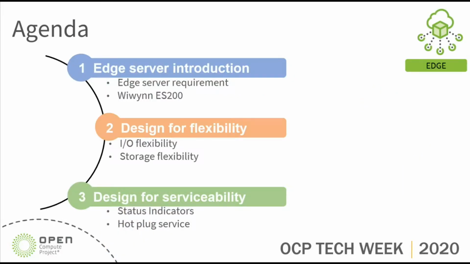Okay, here's today's agenda. First of all, I will introduce the edge server. This will include edge server requirements and a brief introduction to the Wiwynn ES200, designed for edge servers. The second topic is that we designed the ES200 for flexibility. It will include two aspects: one is I/O flexibility, the other is storage flexibility. And the third one, also the last one, is designed for serviceability. This topic will cover the status indicators and other hardware product services.